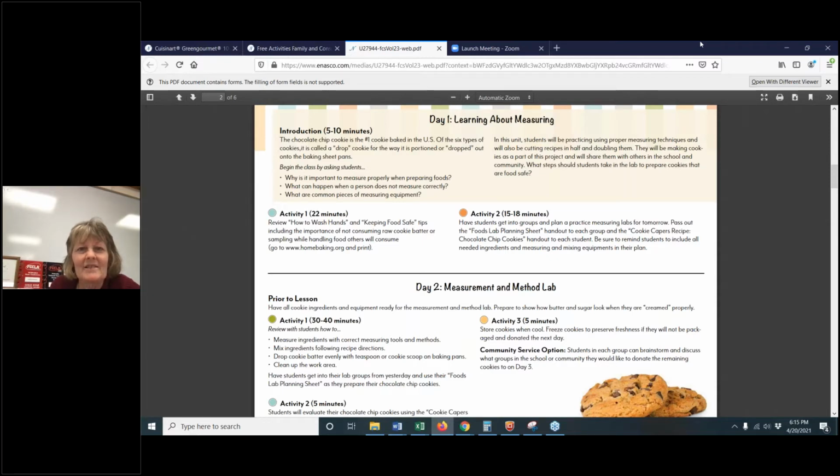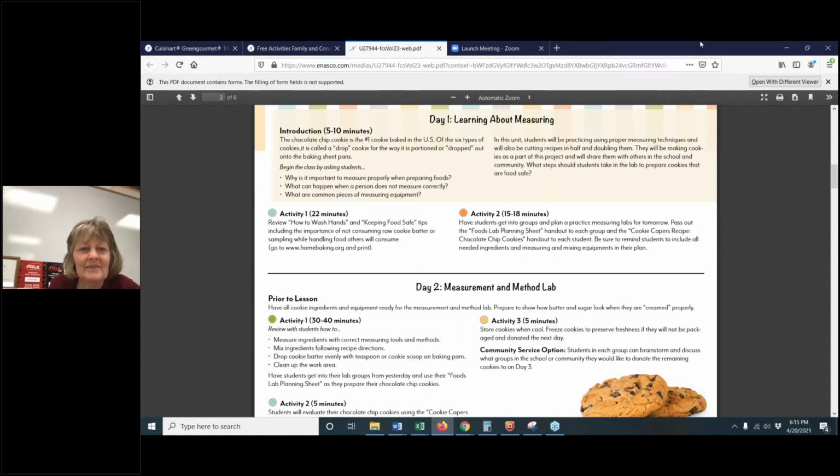Then it's always a good idea to review hand washing, and I use a resource called Wash Your Hands from homebaking.org to do that. We also spend a few minutes reviewing baking food safety, reminding students about the importance of cleanliness habits, and also the importance of not eating raw products that should be baked.